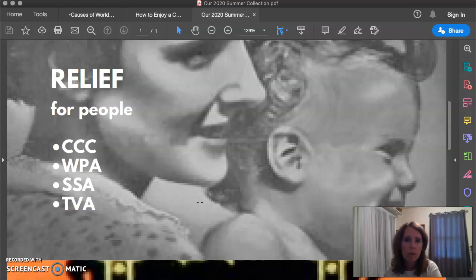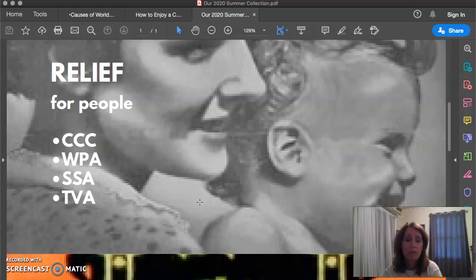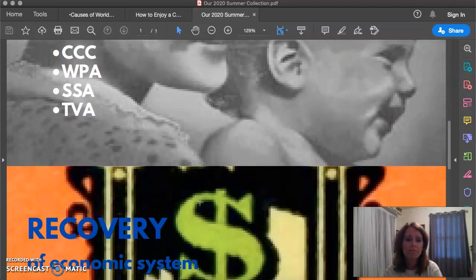Tennessee Valley Authority was one program that really helped people in our area. This is to provide electricity for people living in rural areas, and it also provided a lot of really good paying jobs, and TVA is still around in this area.